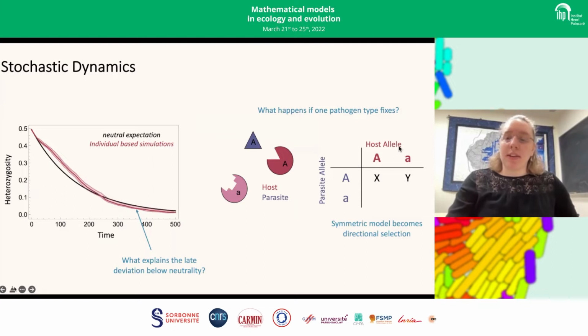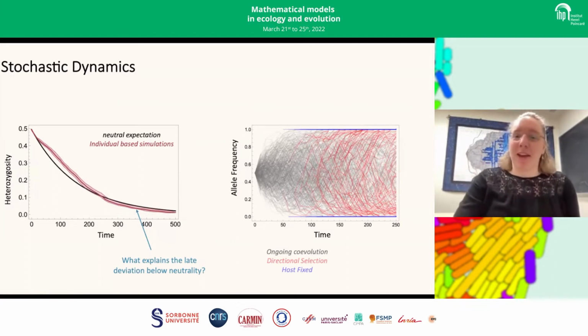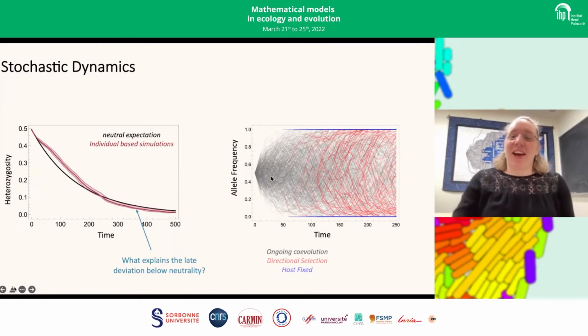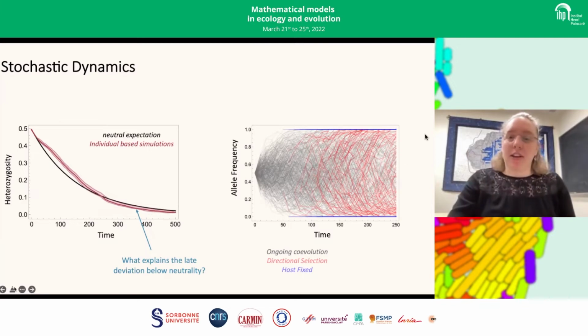And then what was once this really symmetric model that would lead to these negative frequency dependent neutrally stable cycles suddenly turns into a model of directional selection, where you have strong amounts of infection disfavoring the big A allele and weaker amounts of infection leading to a favoring of the little A allele. So we can see this more generally in this plot, or you can just look behind me at this quilt that my mom made of this plot that is in gray. We have ongoing coevolution, where you have both host types around and both parasite types around. But at some point, one of those parasites is going to fix, and you're going to lead to directional selection, shown here in red trajectories, and finally the fixation of one of the host types.